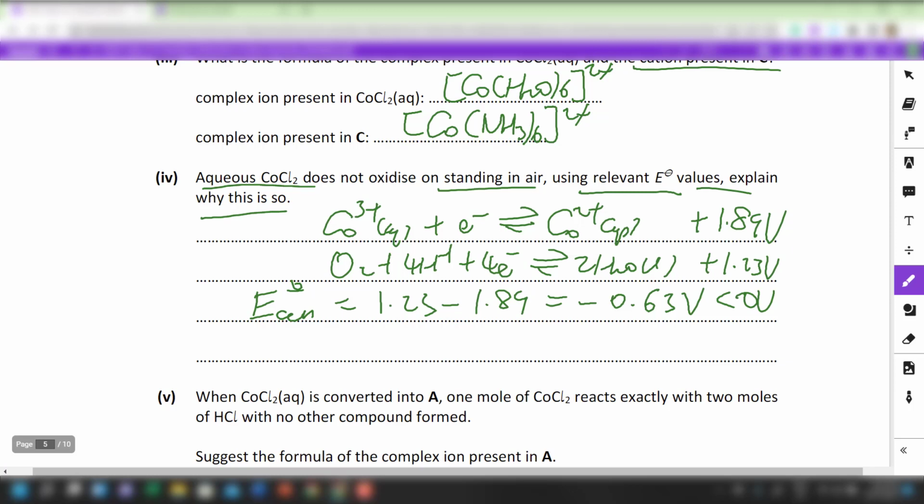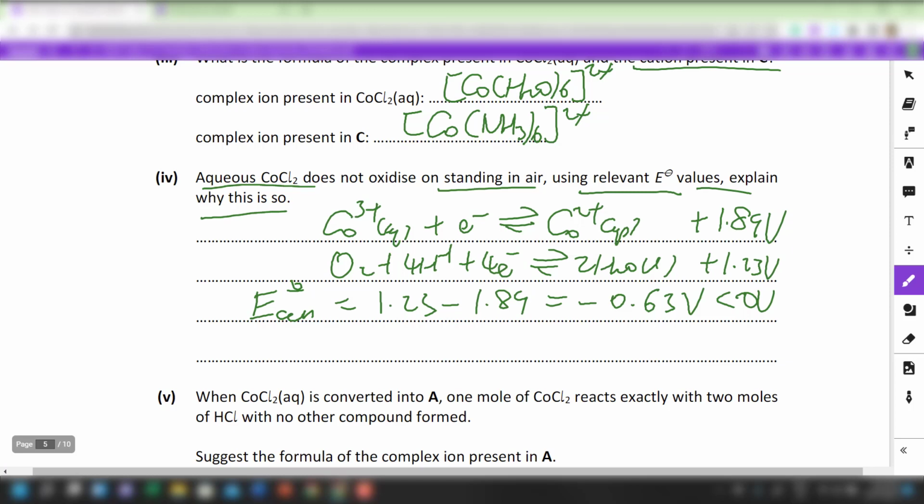Okay, and this is actually less than 0 volts. So therefore the reaction between cobalt 2 and oxygen is not spontaneous in air. Okay, so that's why cobalt 2 does not get oxidized by oxygen when left to stand in air.